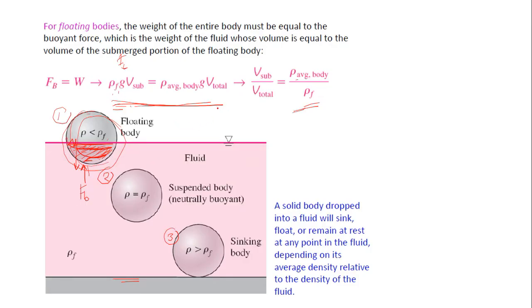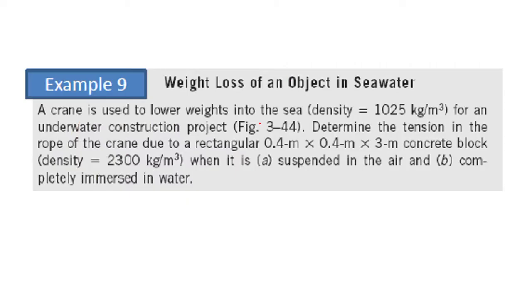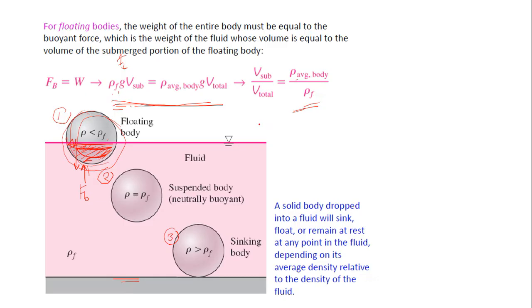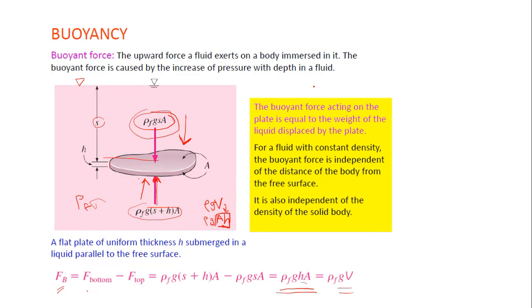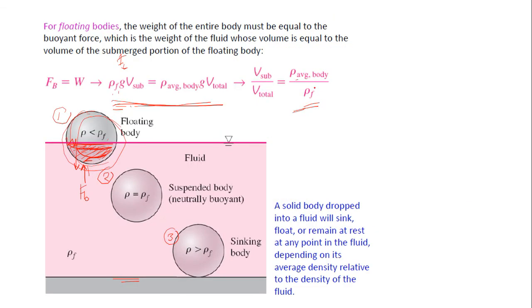Very basic, very simple. There are no many components, horizontal or vertical. It's just different scenarios: whether it's floating, whether it's neutrally buoyant in the fluid, or is a sinking body. So that's the theory for buoyancy. Any question, anything that you want to ask before we go to the example? No? Alright. I hope you understand. I think it's very easy.